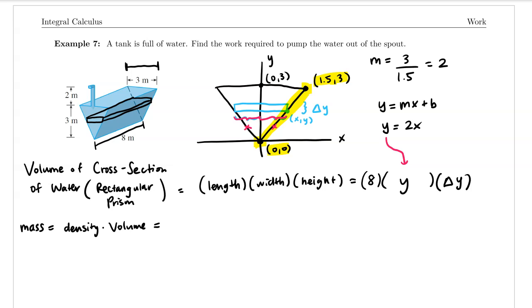Okay, so we found the volume. That was 8 times y times delta y. And if you don't know this, the density of water is 1,000 kilograms per meter cubed. So I'm going to take 1,000 and multiply the density times the volume that we just found, which was 8y delta y.